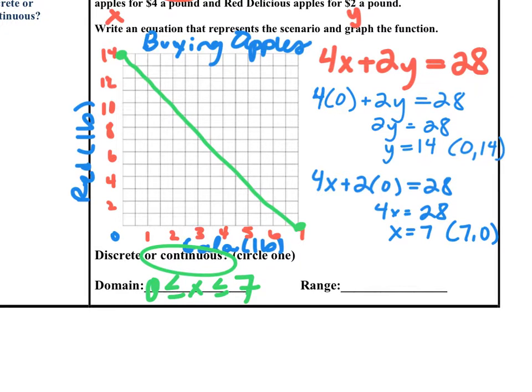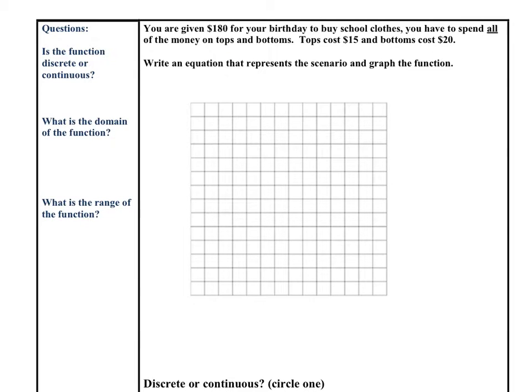Raise your hand. Aaron? Your range would be 0 is less than or equal to y, which is less than or equal to 14. Yep. So I could, sorry, I'll outline it. So you could choose to just buy Gala or just buy Red Delicious. It's up to you. Ellie, what's my equation? 6x plus 20y equals 180. Yep.